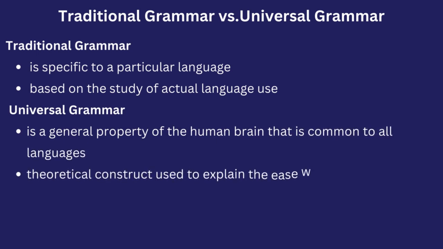The next difference is that traditional grammar is based on the study of actual language use. In contrast, universal grammar is a theoretical construction that is used to explain the ease with which humans can learn any language. Another difference between traditional and universal grammar is that universal grammar is a theory about the innate ability of humans to learn language, while traditional grammar is a set of rules and conventions used to describe and analyze the structure of a particular language.